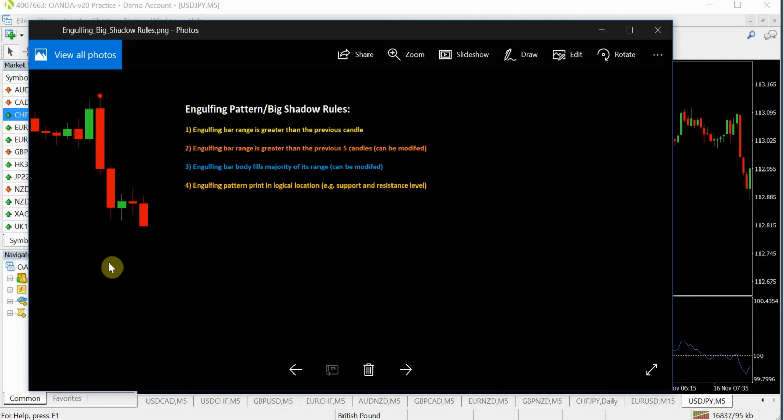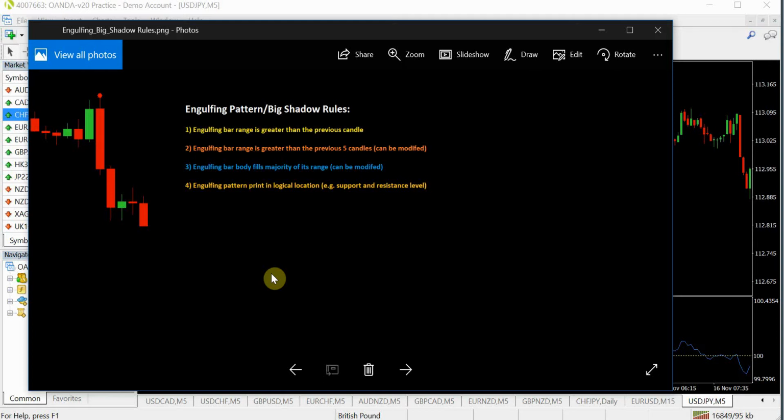The next rule is that the engulfing bar body fills the majority of its range. As you can see in this bar of this sell signal, the body covers the majority of the range, and again, the bigger the better. This can also be modified in the indicator settings. I think the default is set at 70%, which is why I leave it on. The higher the number, the fewer signals; the lower the number, the more signals. So again, it's up to you.